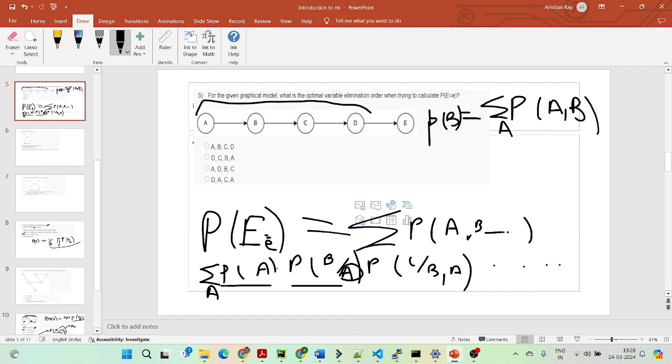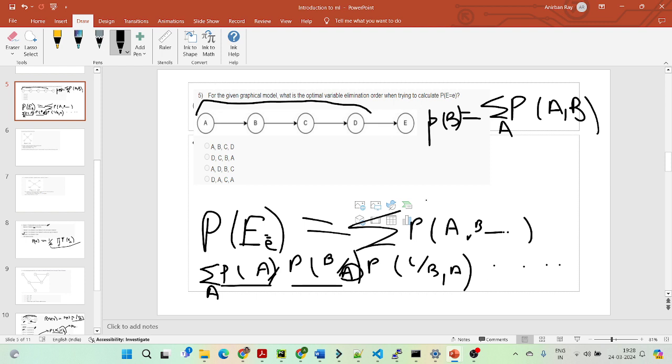The idea is to start with the simplest one. As you can see, B has only dependence on A. So if A is known, then you can marginalize over B. Then C, B and A are known, so marginalize over them like that.